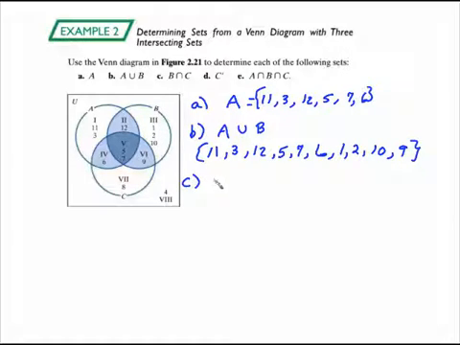Part C asks us for B intersect C. Remember, intersect is what's in common between B and C. That would be in this region right in here. That's our B intersect C region. So what's there is 5, 7, 9.